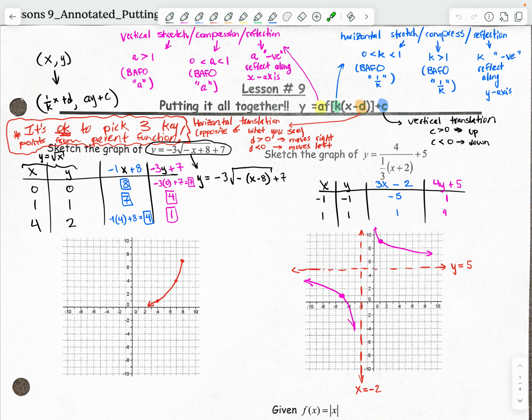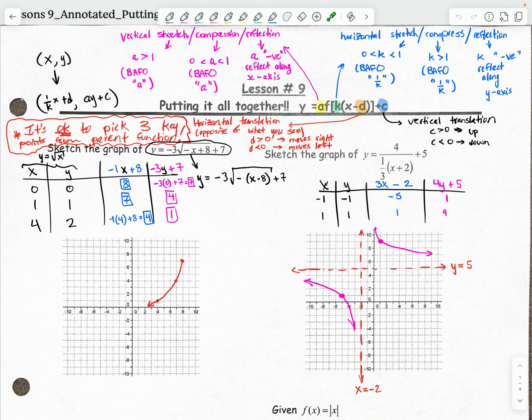And lastly, don't forget when K is negative, I get a horizontal reflection, which is a reflection along the y-axis, right? It's like left, right. So it's a reflection across this vertical axis right there.